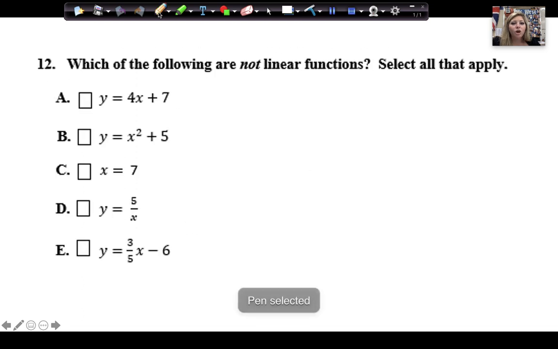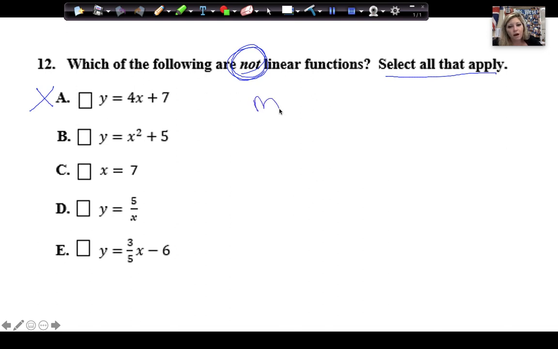Which of the following are not linear functions? Again, these key words. Select all that apply. That means more than one answer, but less than all of them. Okay? This is a linear function, A is, so that's not it. Remember, if it's in y equals mx plus b form, then it is a linear function. B is not because x is squared.